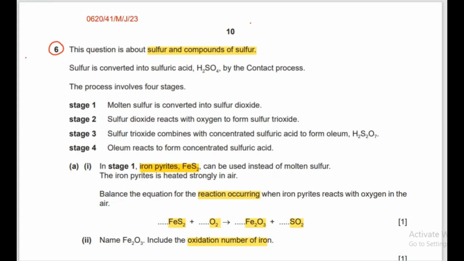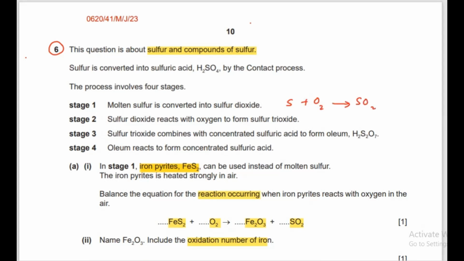Sulfur is converted into sulfuric acid by the contact process, and the process involves four stages. These are the four stages for the formation of sulfuric acid in the chemical industry. The first stage is molten sulfur is converted into sulfur dioxide. This is the equation: sulfur reacts with oxygen or the air to get sulfur dioxide.